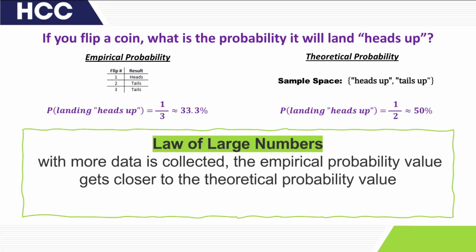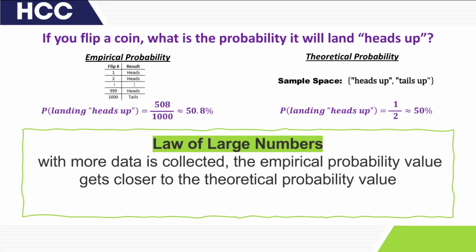Someone doing the theoretical is going to say, well, if you flip a coin, there's only two things that can happen. It's either going to land heads up or it's going to land tails up. So the theoretical probability is 1 out of 2, or 50%. So we see we're not getting the exact same values here. The law of large numbers, though, says that if the empirical person had done more flips, the more flips you do, then you should be approaching the same value that the theoretical person is getting.